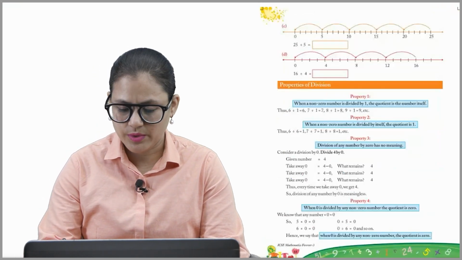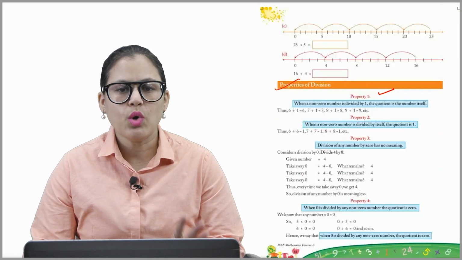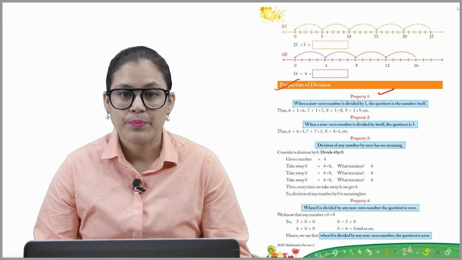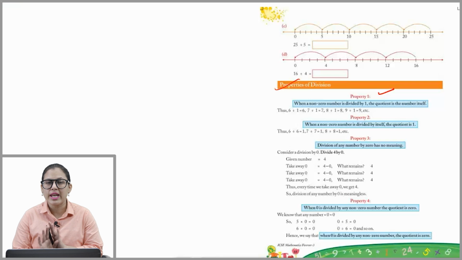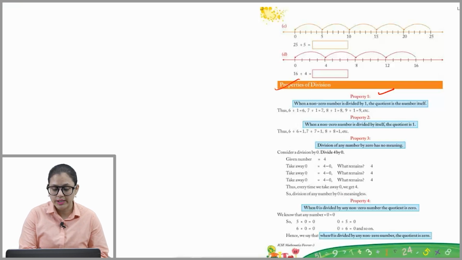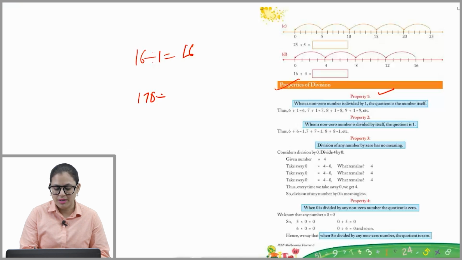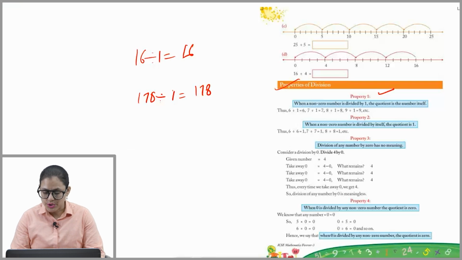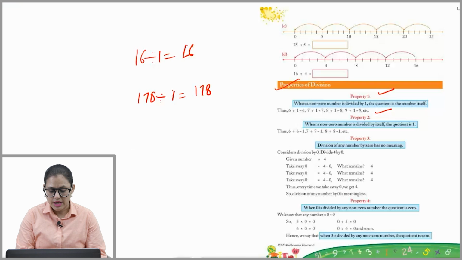Properties of division. Property number 1. When a non-zero number is divided by 1, the quotient is the number itself. Okay. If you divide any number by 1, you will get the same number. No matter how big the number is, whenever you divide any number by 1, the quotient is the number itself. Okay. Property 2, when a non-zero number is divided by itself, the quotient is 1. Means if you are dividing 8 by 8, you will get 1. If you are dividing 12 by 12, you will get 1.